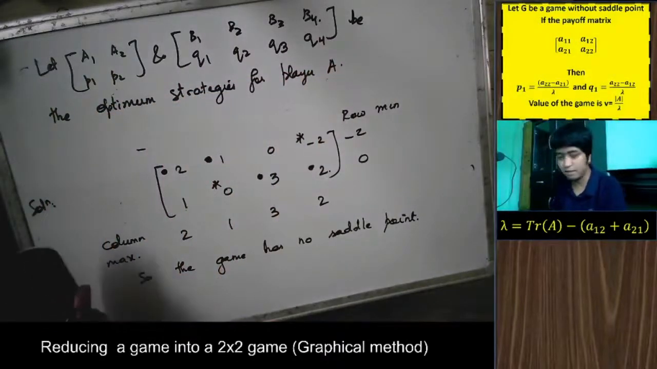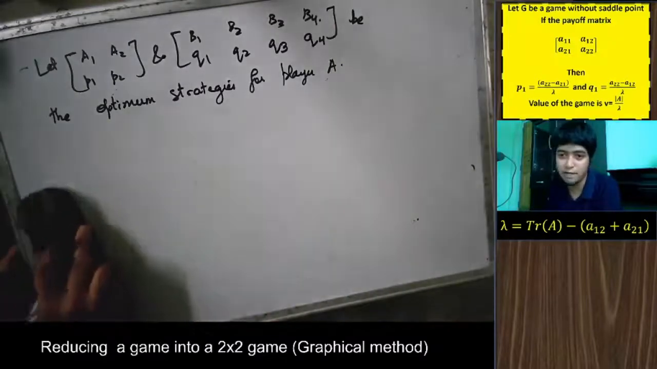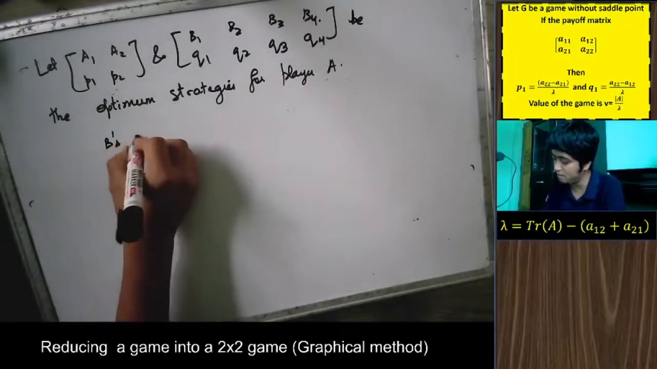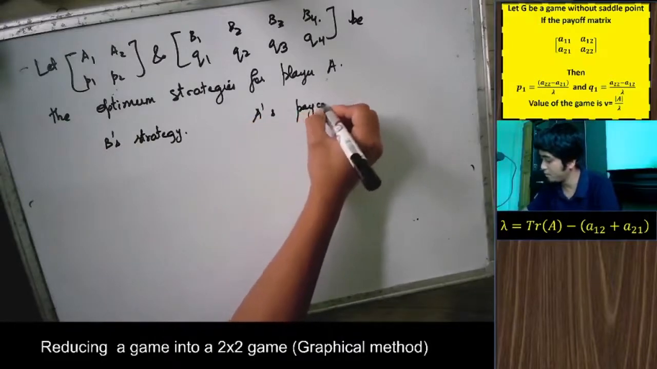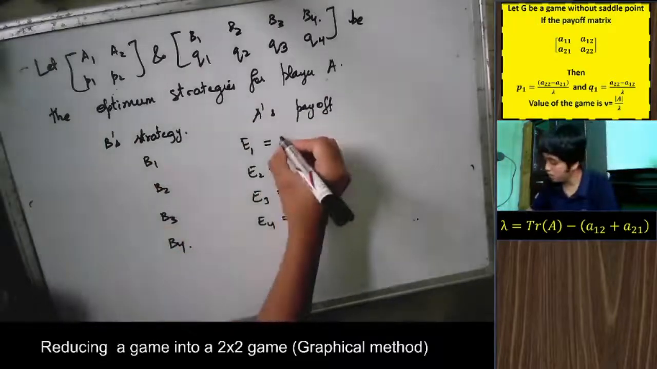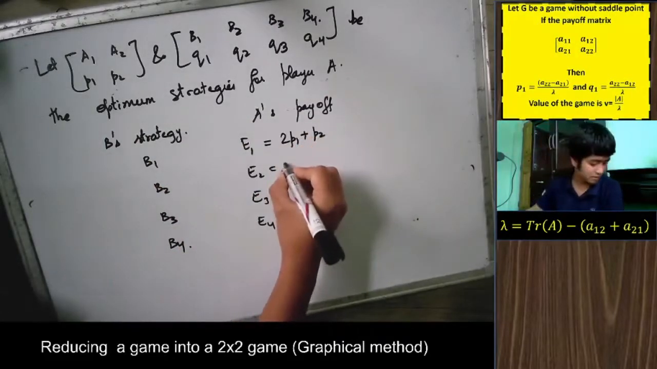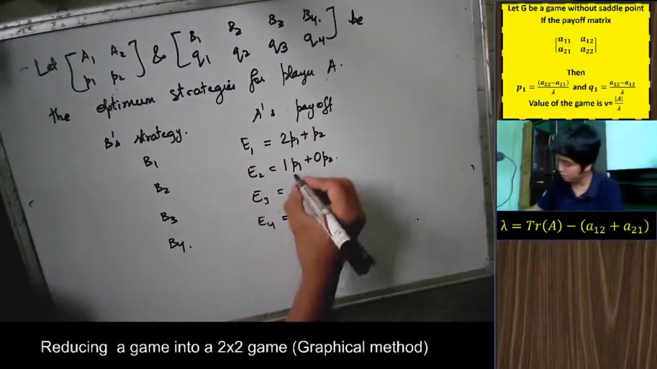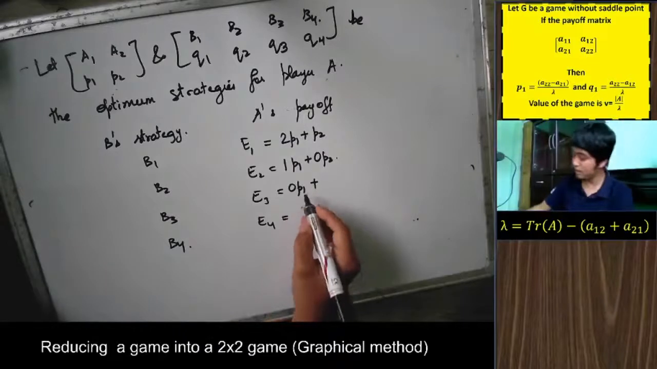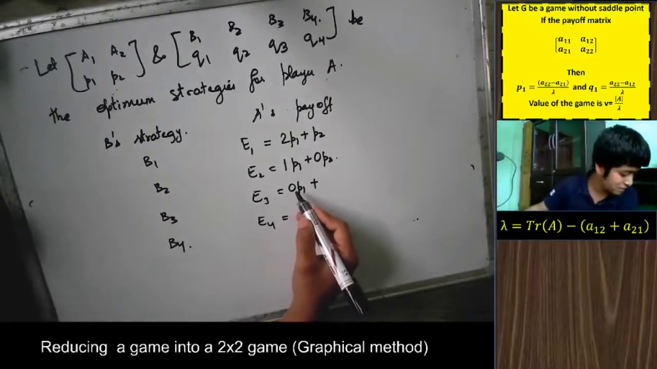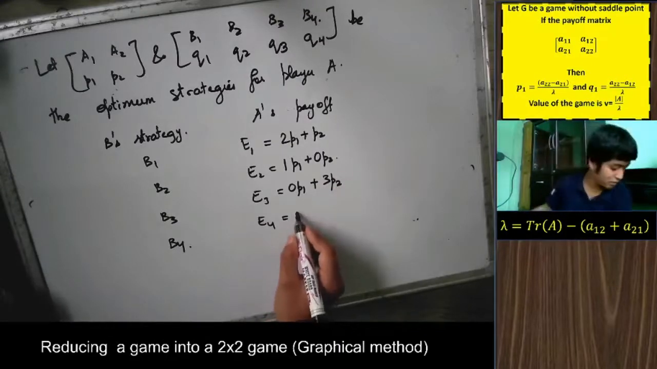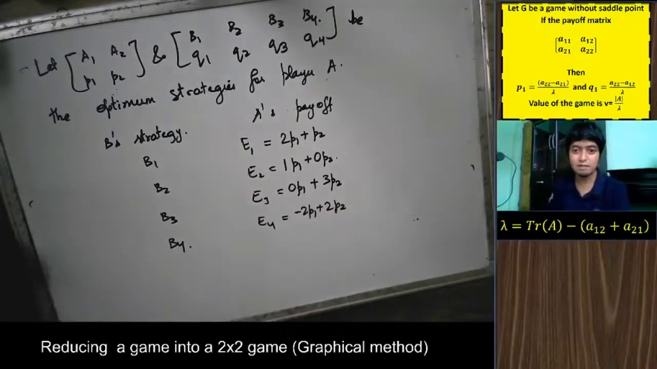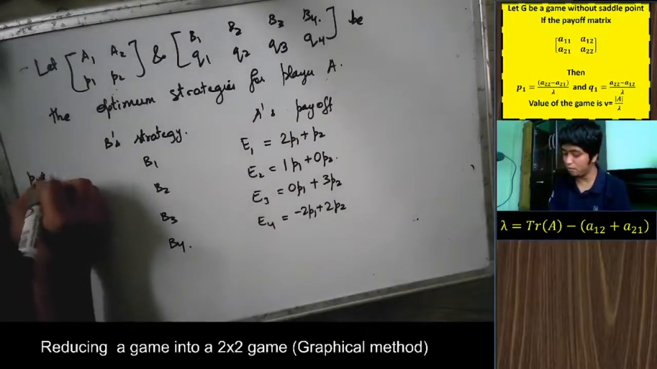Once you write this, now we will try to plot the payoff lines. First we will have to obtain the payoff lines. Next, we will plot them. B strategy, A's payoff. So E1 will be 2P1 plus P2. From the payoff matrix, you will be having 1P1 plus 0P2, and then 0P1 plus 3P2, and over here we will be having minus 2P1 plus 2P2. But just remember that P1 plus P2 is equal to 1.